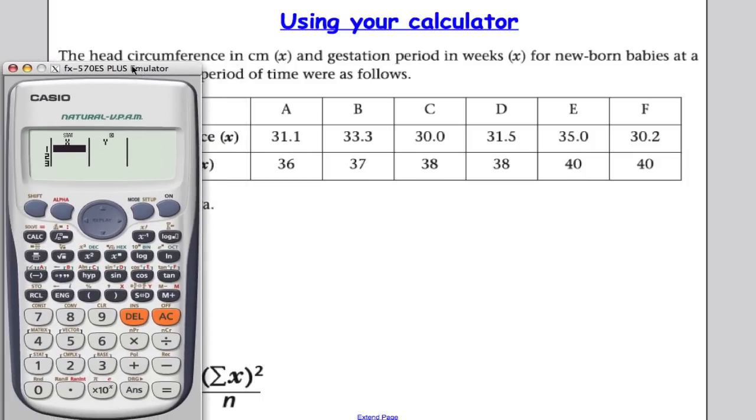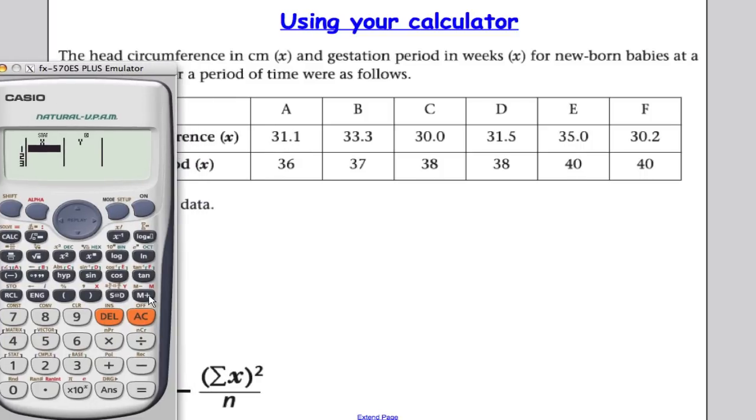And I'm going to enter my X and Y values. I'll call these ones X and these ones can be Y. So 31.1, and the Y value was 36. 33.3, 37, 30, and 38, 31.5, and 38, 35, 40, and 32, 30.2, and 40.